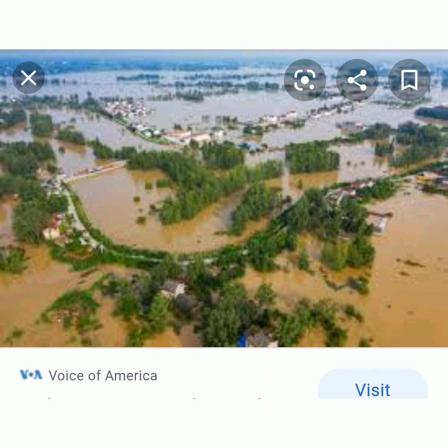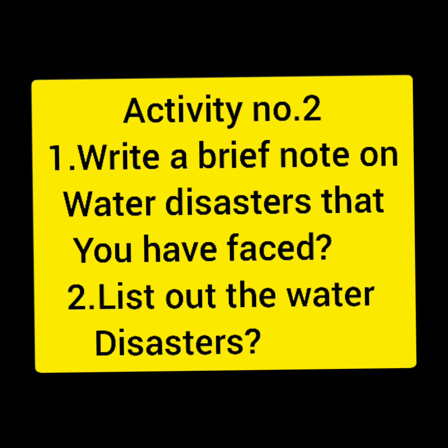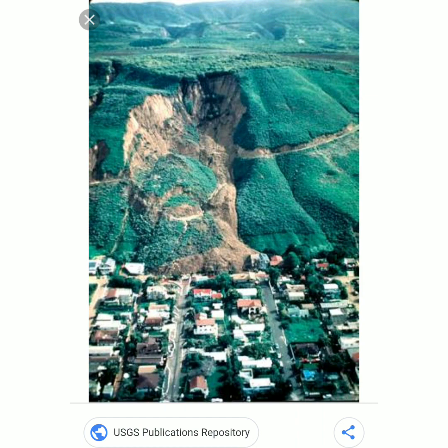Here comes our activity number 2. Write a brief note on water disasters that you have faced. And the second one, list out the water disasters. We cannot control natural disasters, but we can control the detrimental effects of these calamities. There are methods to prevent these disasters. Let's go through them.